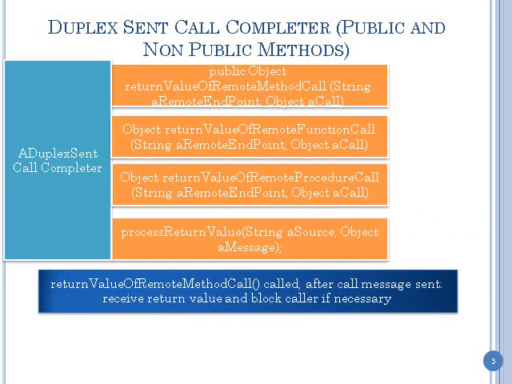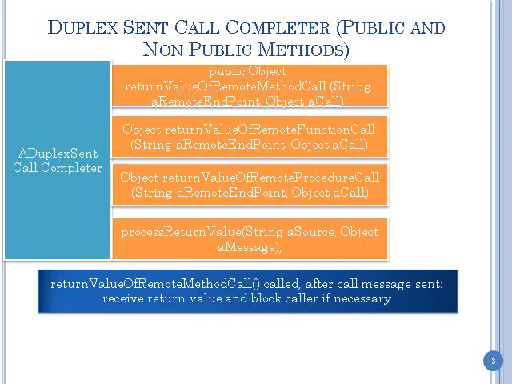So the first three methods are called by the sender, and then the sender blocks. Maybe blocks. So the receiver calls process return value to send back a return value to the sender. And actually, the receiver calls maybe process return value, which does all the checking.